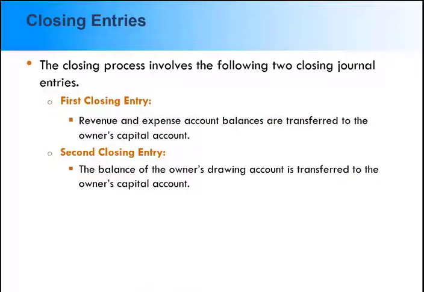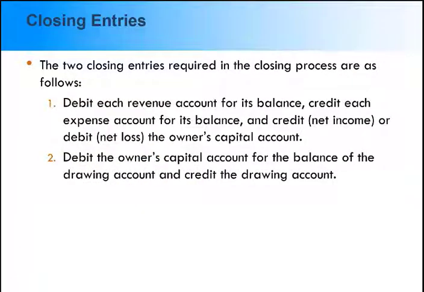The closing process involves two closing journal entries. In the first closing entry, all the revenue and expense account balances are transferred to the owner's capital account, and in the second closing entry, the balance of the owner's drawing account is transferred to the owner's capital account. The two closing entries required in the closing process involve revenue, expense, and owner's capital accounts. Closing entries are recorded immediately following the adjusting entries.